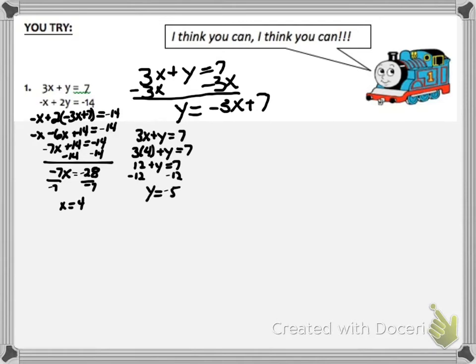I can test this by, once again, substituting into my other equation, which was negative x plus 2y equals negative 14. I'm going to substitute the x and y in, and this is negative times the x value of 4 plus 2 times the y value of negative 5 has to equal negative 14. And I find that this is negative 4, this is negative 10, must equal negative 14, and negative 14 does equal, in fact, negative 14.